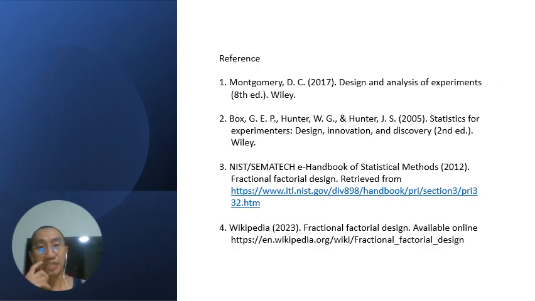So with that, there are some references back in the memory and the design of experiment. That's where we want to take a look at it and see how it goes.